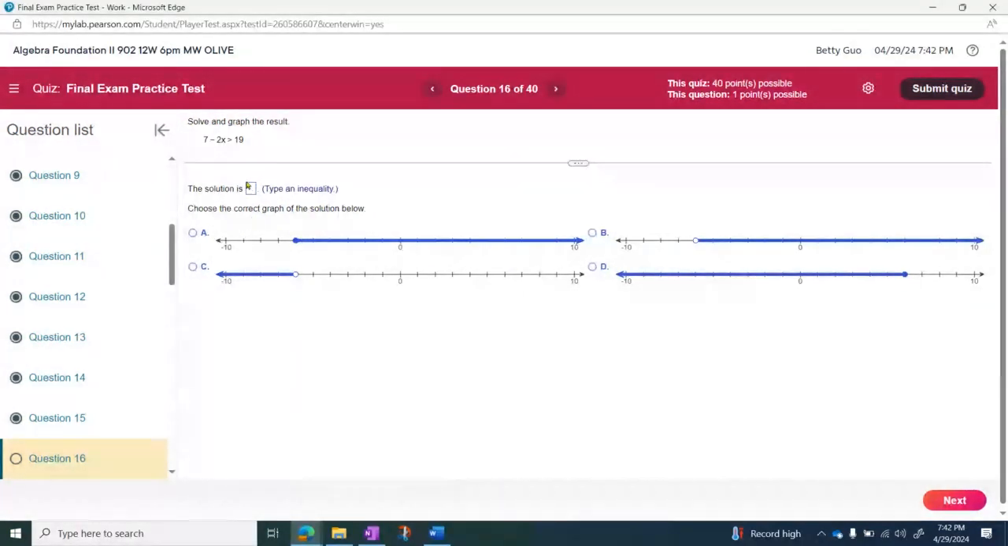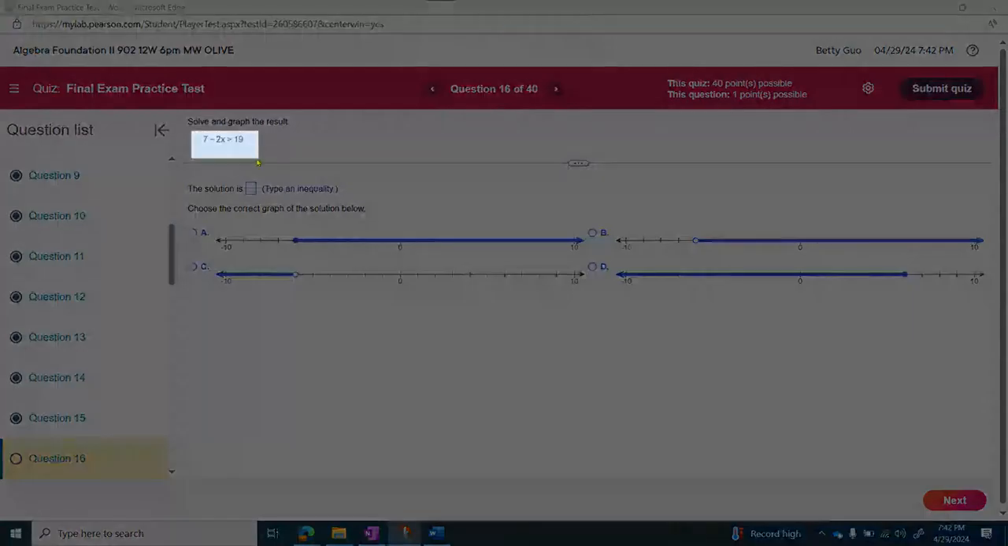We are going to solve first and then choose the graph, right? Solve first.